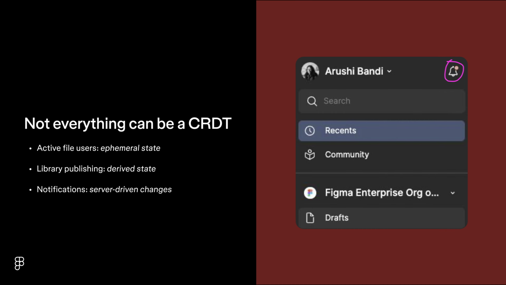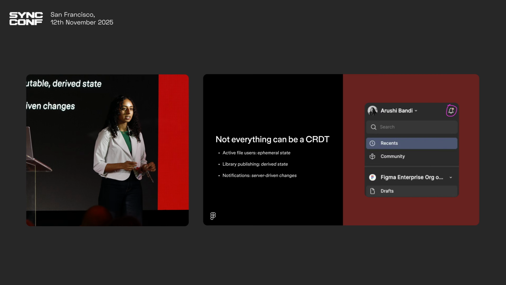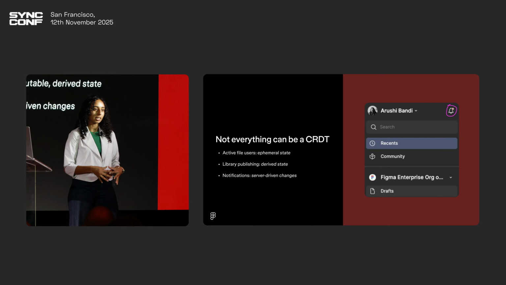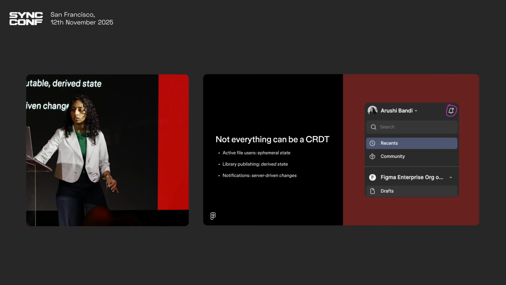And then there's also a lot of data that's fully driven by the server. One example is notifications, our notification bell. And these don't really fit into the CRDT model, and it doesn't really make sense to force that data into that state.